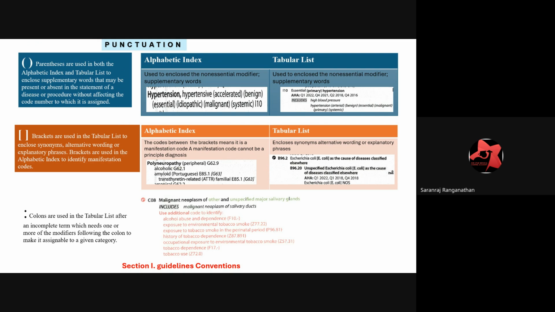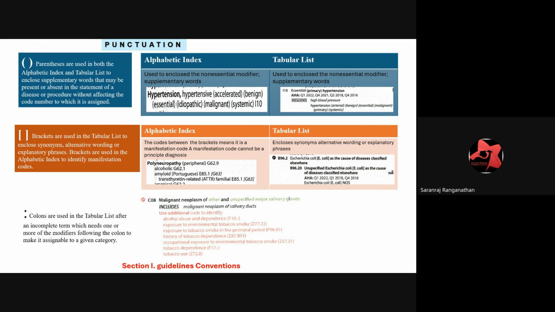In the index, it will tell you what is the manifestation code and what is the etiology code, which should be used as a primary code and which should be used as a secondary code. That indication will be there in the index page itself for the bracket. Say for example, if you see here, they have given polyneuropathy amyloid. Polyneuropathy amyloid E85.1, and in brackets they have provided G63.